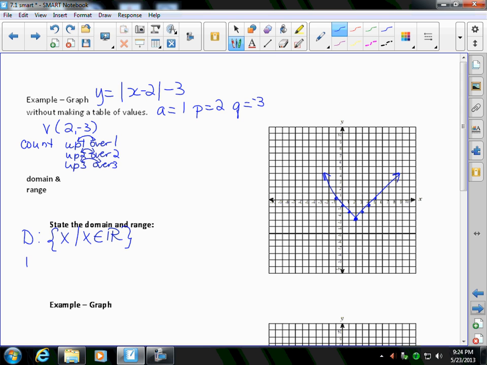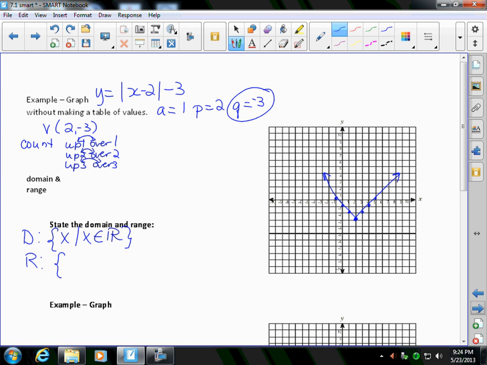My range, though, I never went below my negative 3. That negative 3 was the lowest point that I got to, and then everything else went up. And again, if I continued my graph, my y value would be going up. So that's the q value.